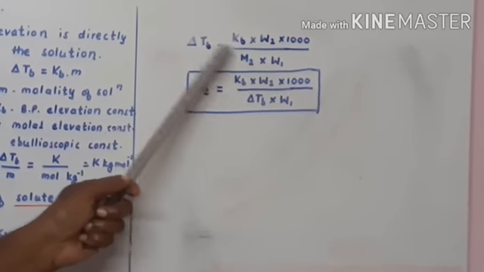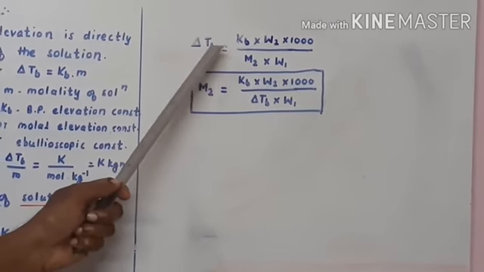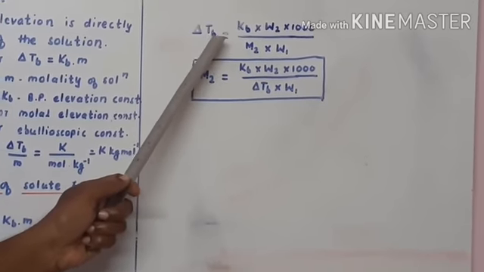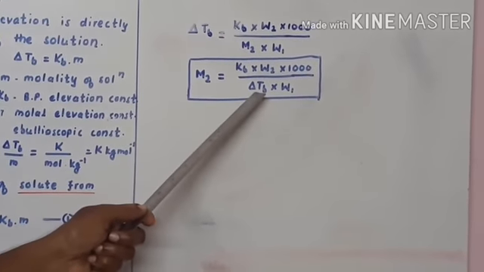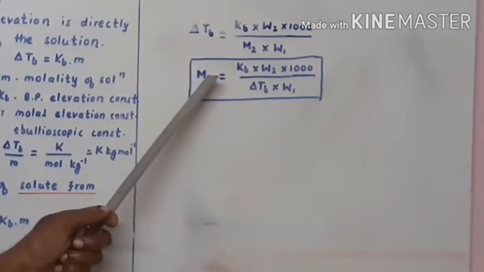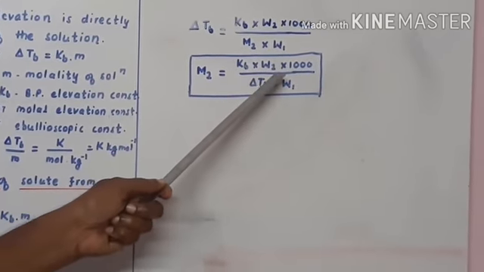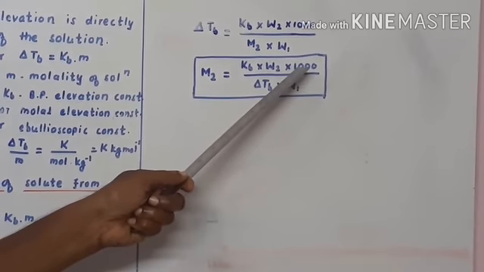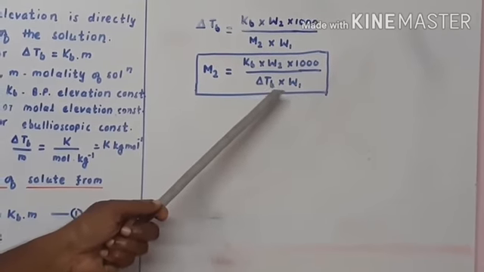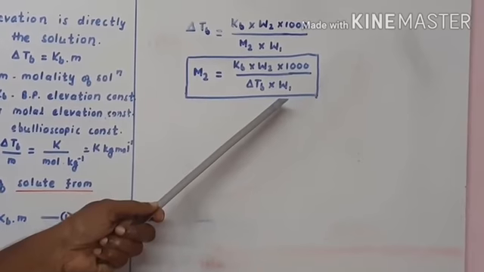So M2 can be found out. By cross multiplication, this delta Tb will go here and M2 will be here. So M2 is equal to Kb into W2 into 1000 upon delta Tb into W1. Understand?